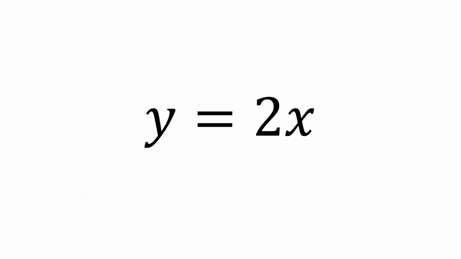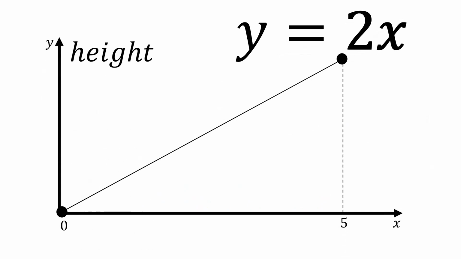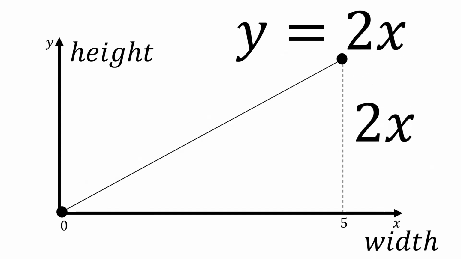Let's take y equals 2x, for example. This is the graph. Let's say I want to find the area under the graph from 0 to 5. y is the height, and x is the width. So, since y equals 2x, the height will be 2x. Now, how can we calculate this? If we just multiplied the height by the width immediately, 2x multiplied by whatever the width is, this is 5, right? We will get a rectangle, which doesn't really represent what we're trying to look for.